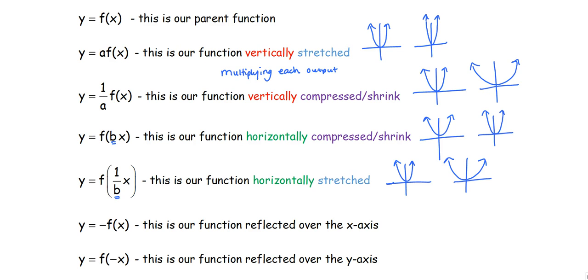So again, it's tricky, but you've got to pay attention to where that multiplier is, if it's on the outside of the function or on the inside of the function. When it's on the outside, you're multiplying the output value. So you're going to evaluate it, and then once you have your answer, you multiply it. If it's inside the function, you are going to be multiplying the input.